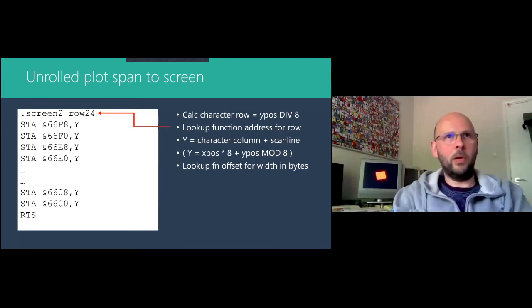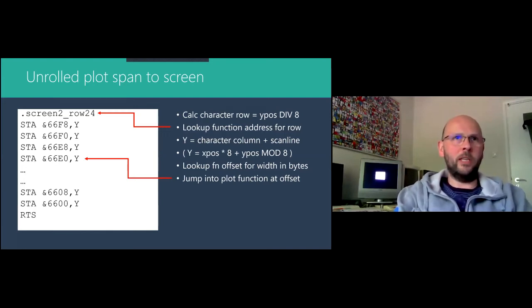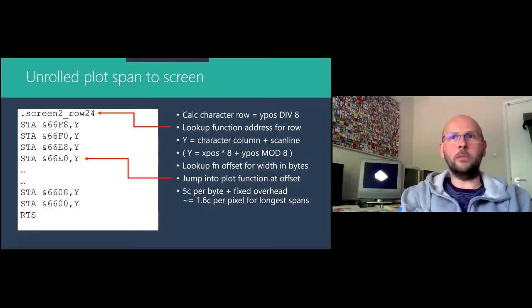If we want to plot 32 bytes in a row, then we start at the top of the function. And if we want to plot just 1 byte, then we start at the very bottom of the function. And then we just jump into the routine at that point, and you can see it actually runs backwards, so you end up with the correct number of bytes at the starting point that you need, offset by Y. And so this is 5 cycles per byte that we're plotting. There is some fixed overhead, but this comes out at about 1.6 cycles per byte for the very longest spans, which is actually pretty good, I think, for what we're trying to achieve.